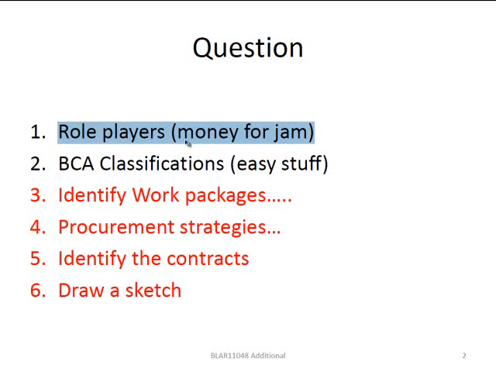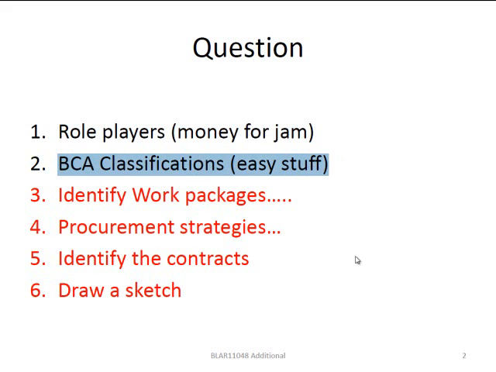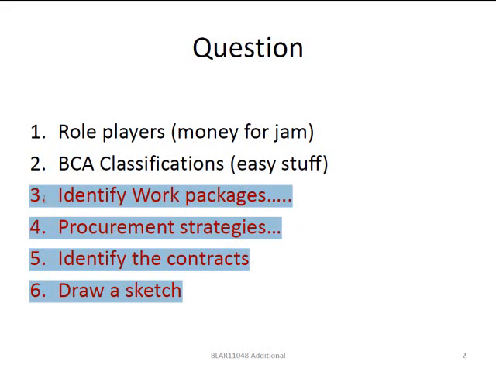So for instance, the first part, role players, that's easy stuff. That's money for jam basically. You can go and think about that, but that would typically be the professional team, the employer, the contractors, the subcontractors, the local community, anybody like that that's going to have some kind of benefit from this specific project. The BCA classifications, alright, that's also easy stuff. You can find that not too difficult using your access to the NCC or the National Construction Code as it is known now.